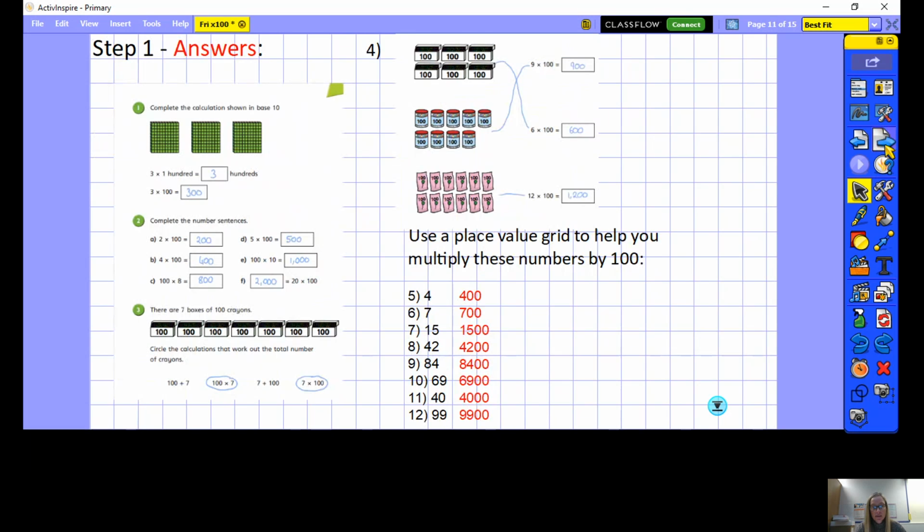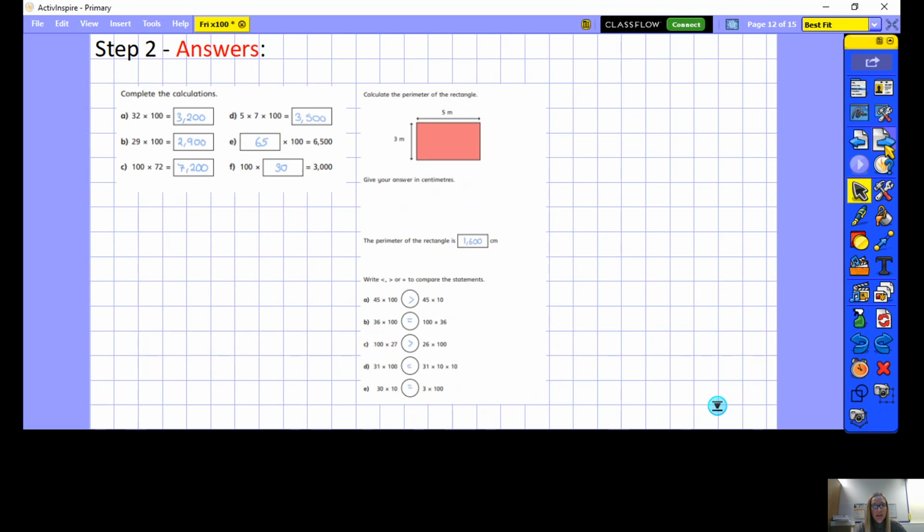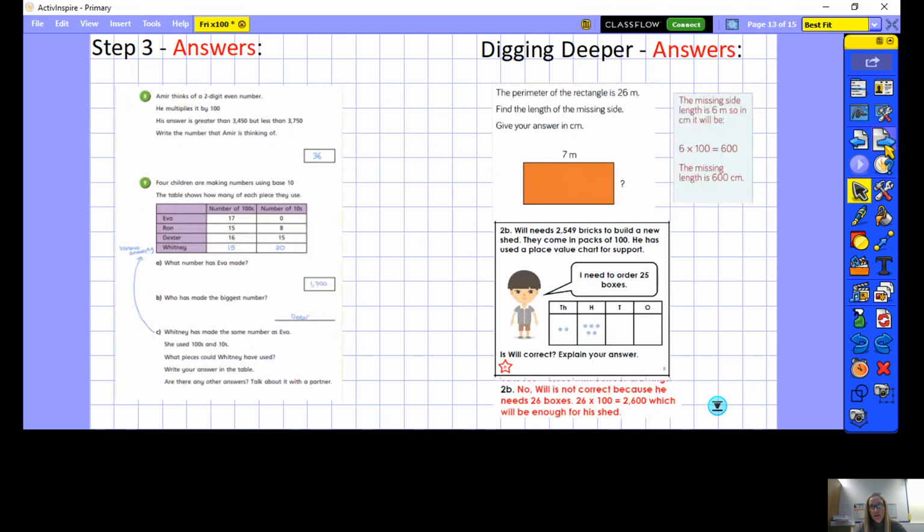Step 1, answers. Step 2, answers. Step 3, answers, and the digging deeper answers. Fantastic, well done Year 4.